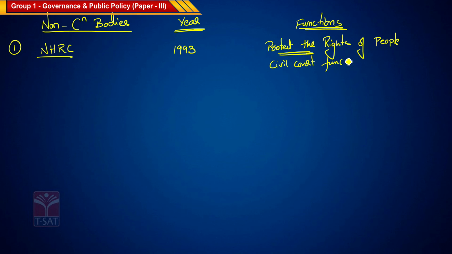Okay. Now let us see the non-constitutional bodies, the year in which they were formed and what their functions are. The first one is the National Human Rights Commission. It was formed in the year 1993. And what is the function, sir? They protect the rights of people. It also has civil court functions. So they protect the human rights of the people.